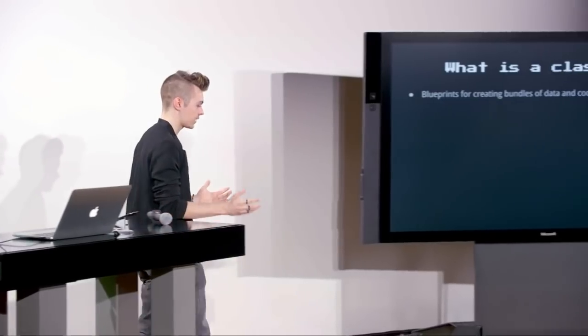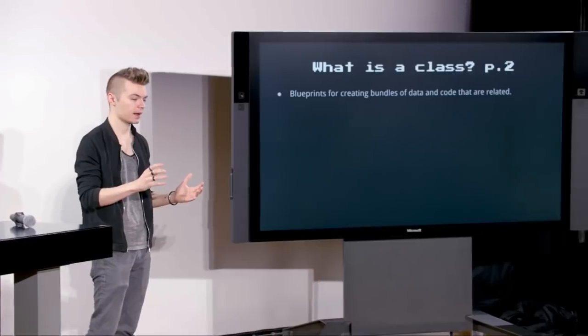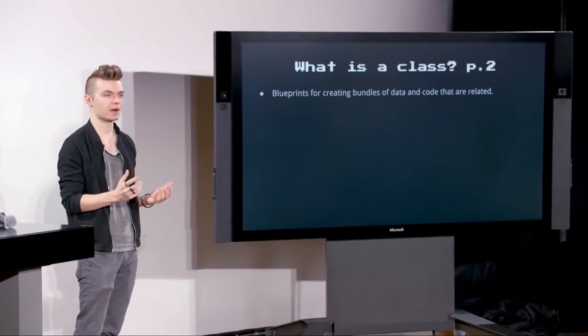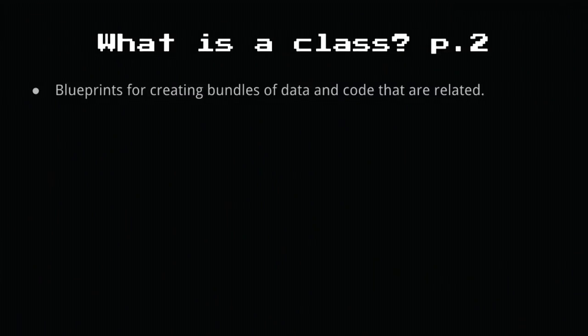So classes are effectively blueprints. You define a class. You say, okay, my car class, it's going to have a mileage variable. It's going to have a paint variable. It's going to have a make and a model. It's going to have all these things, and it's going to maintain its own state. It's going to maintain all of that for us.